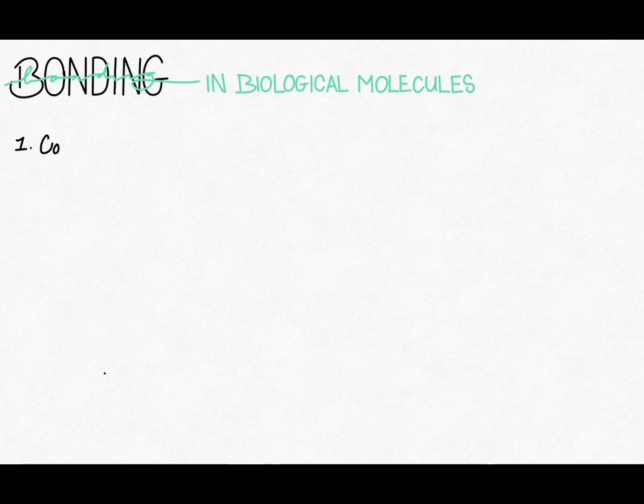Today, we're going to look at bonding in biological molecules. There are several different types of bonds that occur in biological molecules, and we're going to start with the first one, which is covalent bonding. Carbon is able to covalently bond with hydrogen or other carbon molecules or certain other molecules.